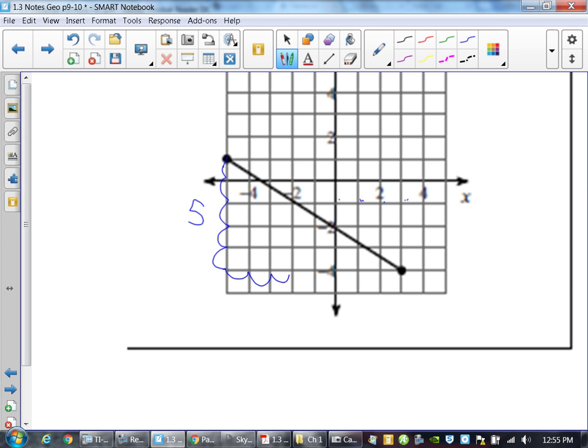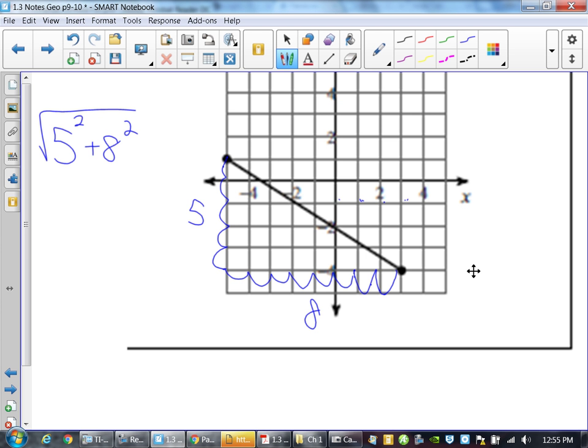1 little, 2 little, 3 little spots, 4 little, 5 little, 6 little spots, 7 little, 8. So once you change x, you change y. 5 and 8. I know this is the dumbest thing in the world to do it this way, but it works.